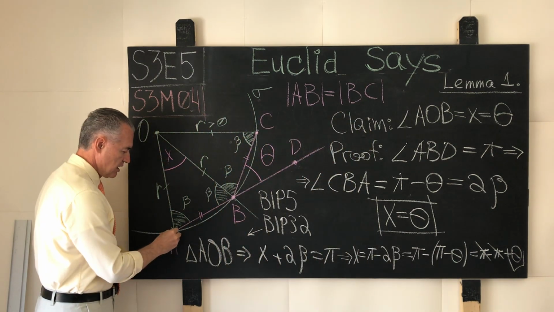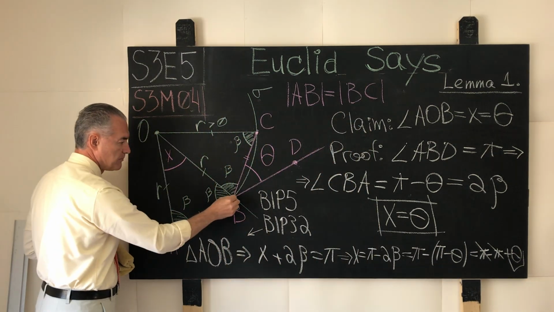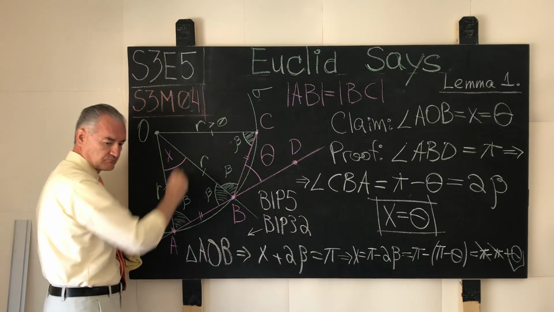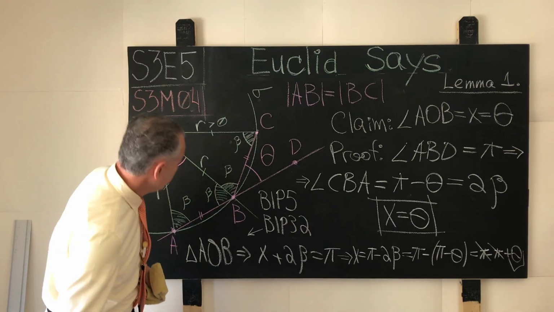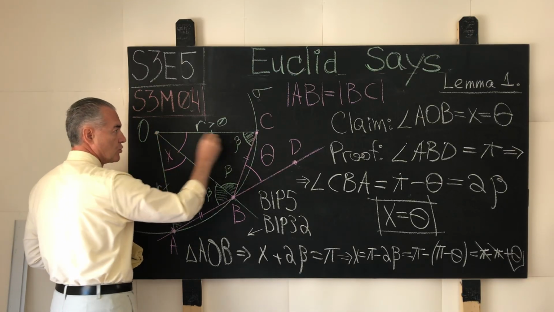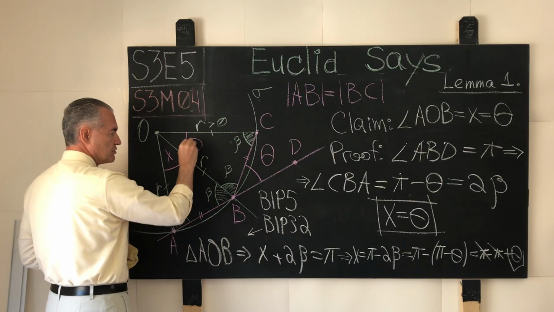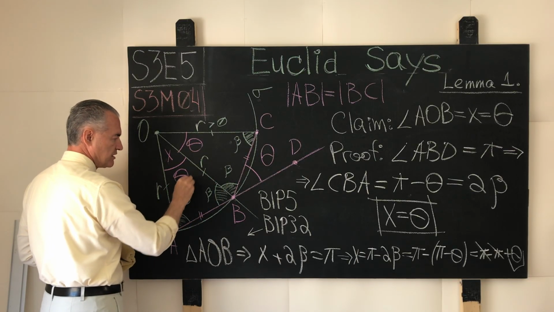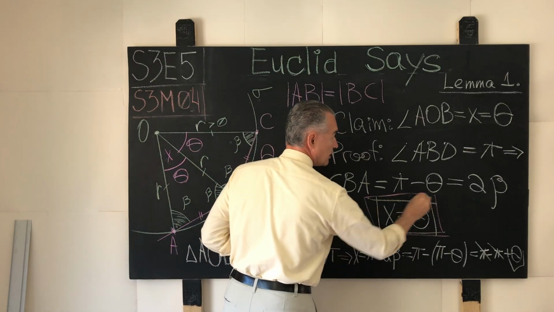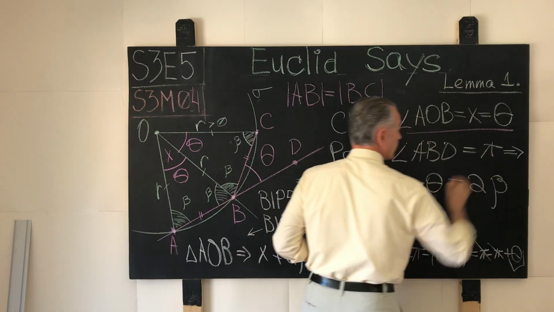So the angle AOB by magnitude is actually the same as the magnitude of the angle BOC. And that magnitude is what? Theta, theta, theta, shown right here. And this is exactly what we set out to prove.